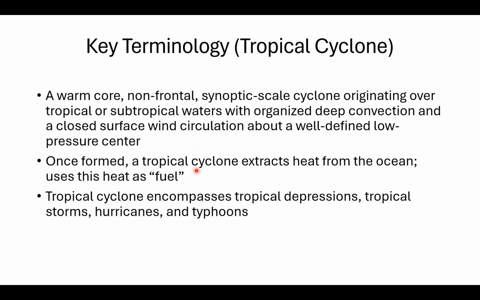Now, once formed, a tropical cyclone is going to act to remove a lot of heat from the very warm tropical waters. It extracts a lot of heat from the ocean surface, and this heat is used as fuel. Tropical cyclone encompasses tropical depressions, as well as tropical storms, hurricanes, and typhoons in the western North Pacific. So a depression, a storm, a hurricane, a typhoon, those are all examples of tropical cyclones.